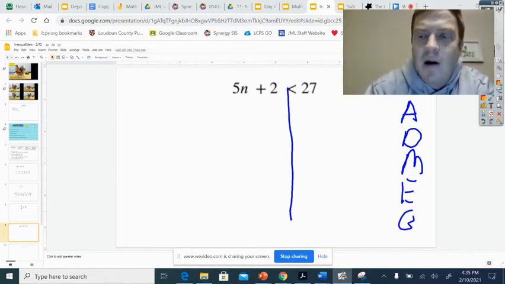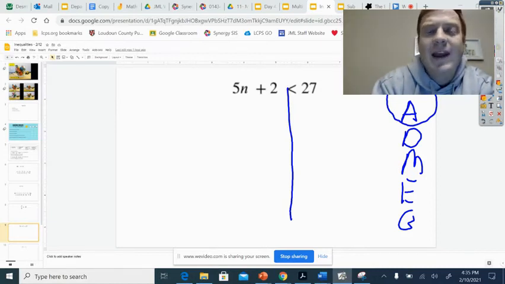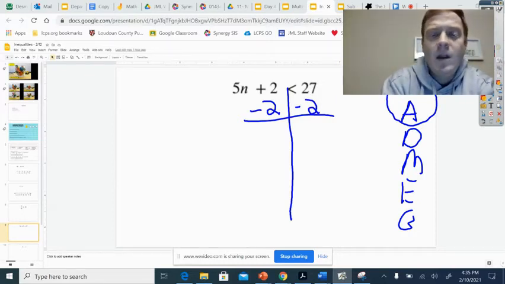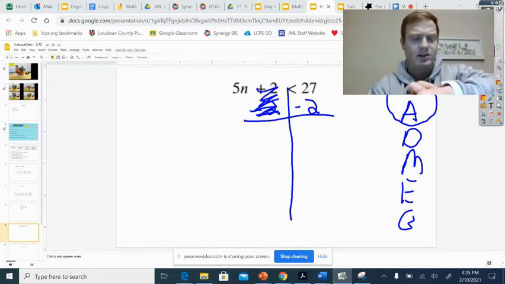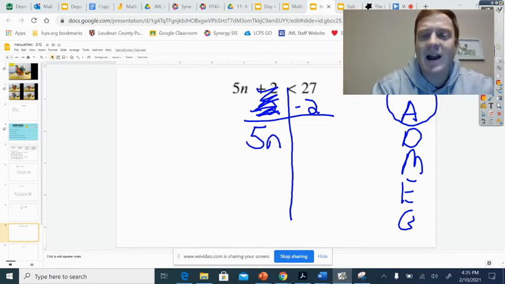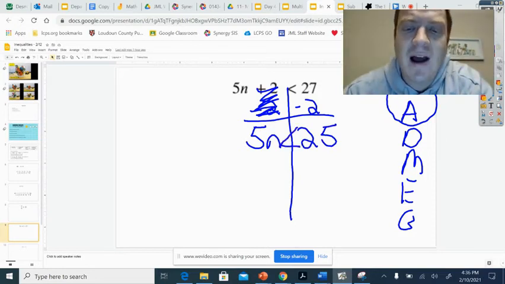So first you need to say, all right, is there any subtracting or adding? Yeah, they're adding 2. So to cancel out adding 2, we must do the opposite. We'll subtract 2, and I'm going to subtract 2 on both sides. The plus 2 minus 2, they're gone. The whole reason I did that was to cancel that out. So that is gone. I'll bring down 5n. On this side, 27 minus 2 is 25. So I have 5n is less than 25 now.